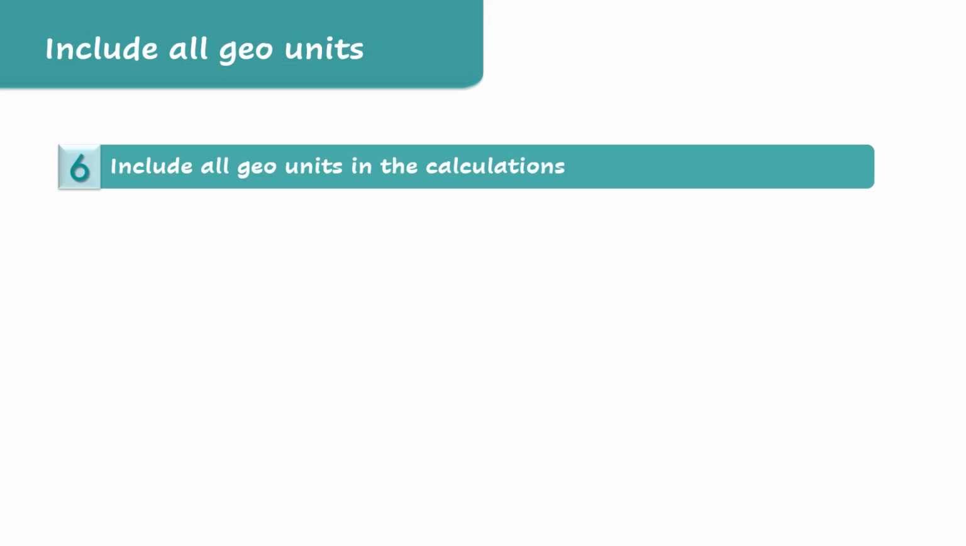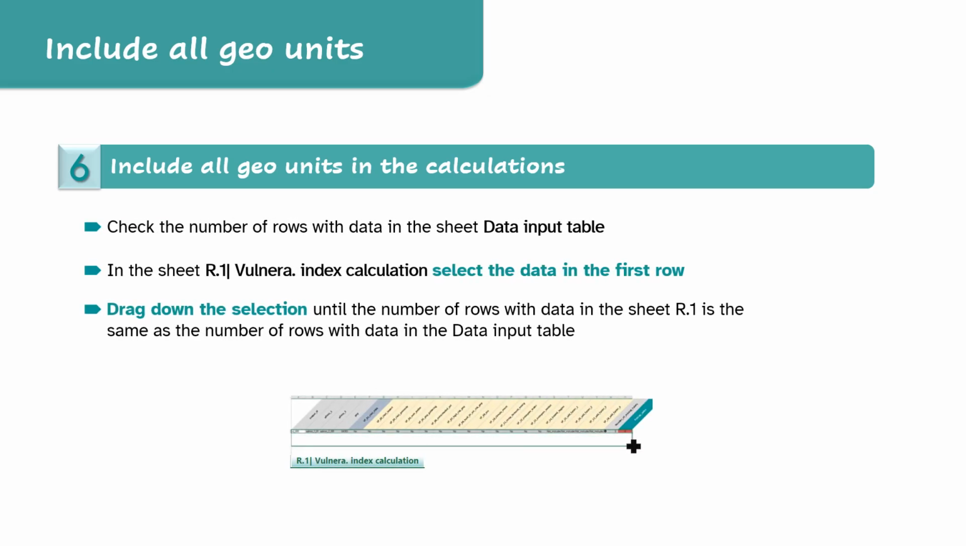The next step is to include all the geographic units of your dataset in the calculations. Check how many rows are filled with data in the Sheet Data Input table, then go to Sheet R1, Vulnerability Index Calculation. In Sheet R1, you will see that calculations have been performed for one row. These are calculations for the first geographic unit of your dataset. To expand the calculations to all the geographic units of your dataset, select the data in the first row. Then, drag down the selection until the number of rows filled with data in the sheet R1 is the same as the number of rows filled with data in the sheet Data Input table.